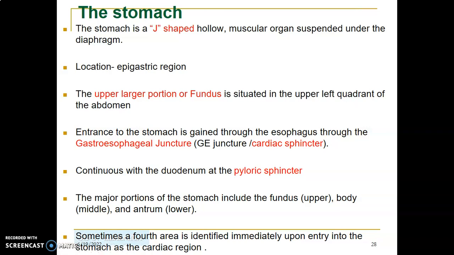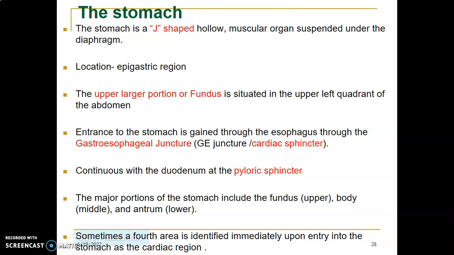So the entrance of the stomach is at the gastroesophageal junction. And we have what you call the cardiac sphincter at this junction. So the cardiac sphincter is at the gastroesophageal junction. It's the entrance of the stomach from the esophagus. Then below, the stomach is continuous with the duodenum at the pyloric sphincter.